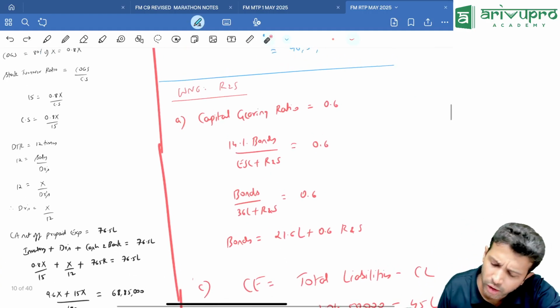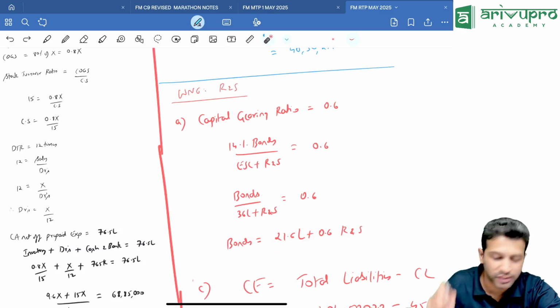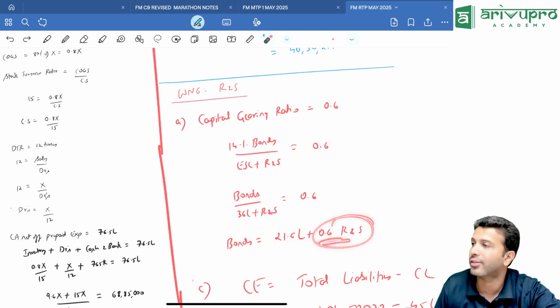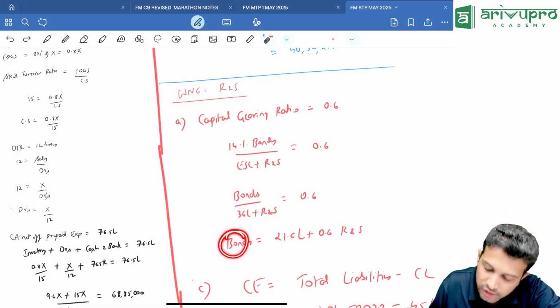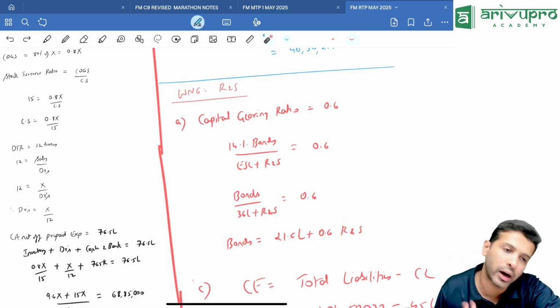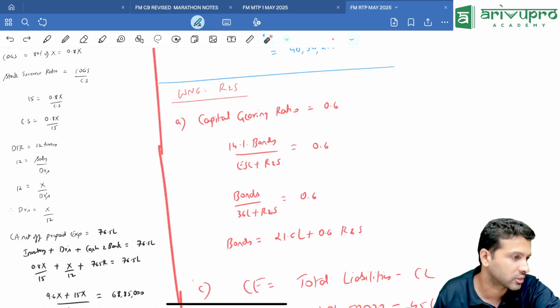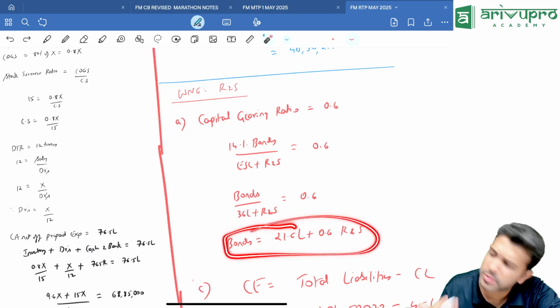Now when you solve this, what are you going to get? 36 into 0.6, you will get 21 lakh 60,000. So bond is equal to 21 lakh 60,000 plus 0.6 times reserves and surplus. Bond is unknown, reserves and surplus is also unknown. So can we solve this equation or keep it as it is? Keep it as it is. But I'm happy, the problem is over. Why?